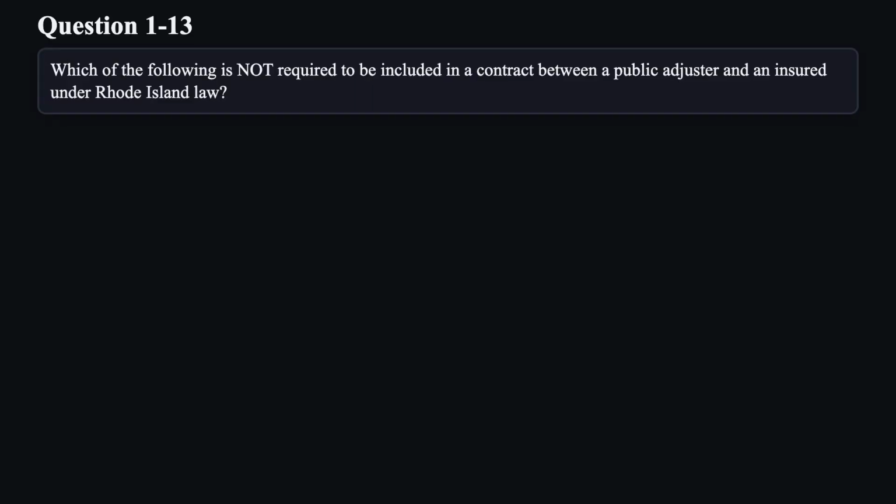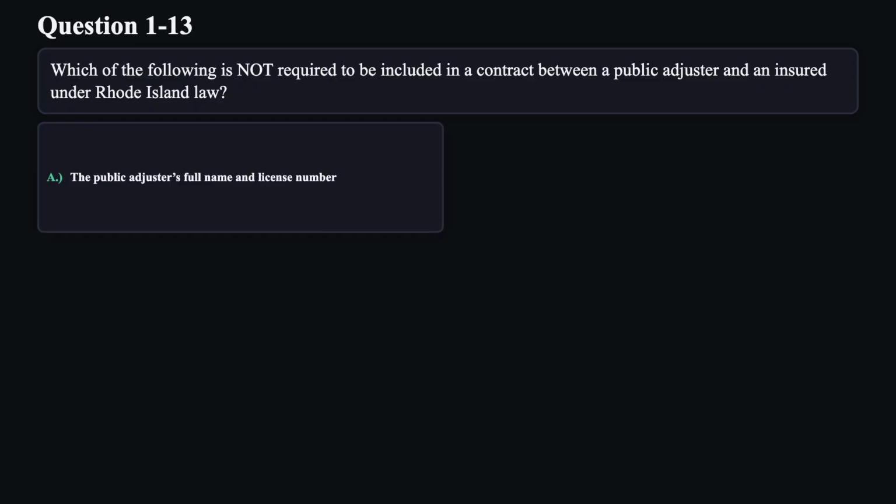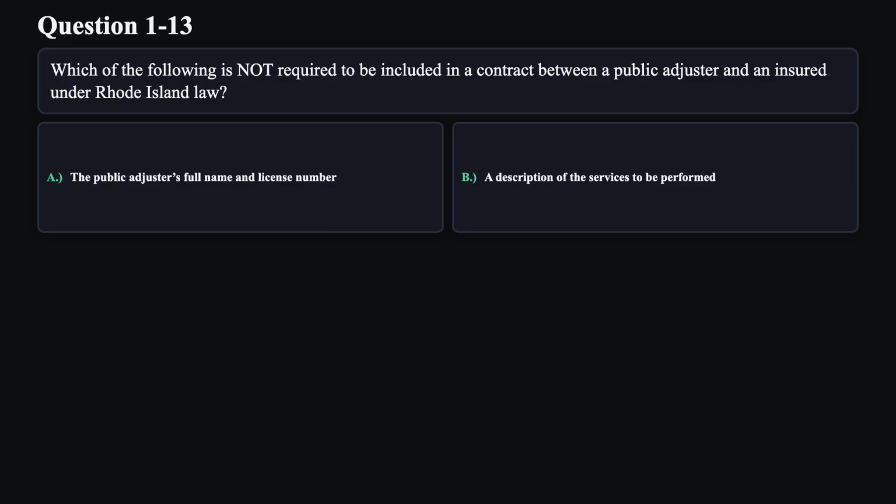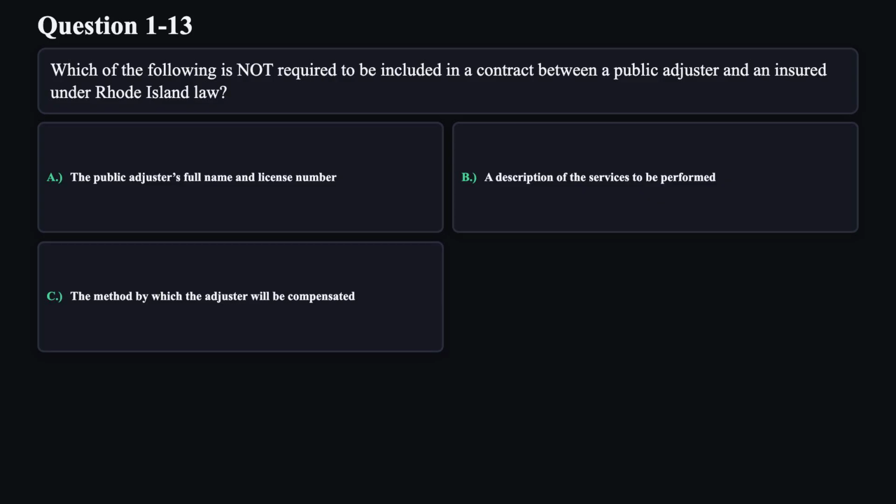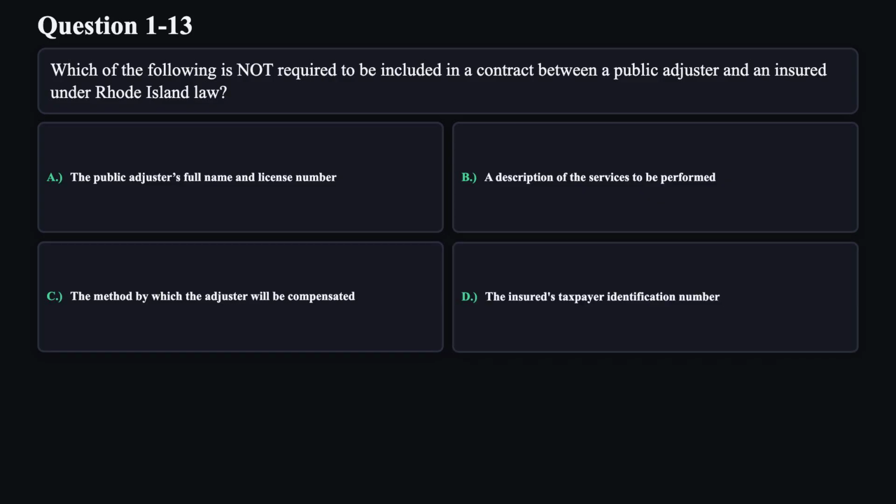Question 13. Which of the following is not required to be included in a contract between a public adjuster and an insured under Rhode Island law? A. The public adjuster's full name and license number. B. A description of the services to be performed. C. The method by which the adjuster will be compensated. D. The insured's taxpayer identification number.